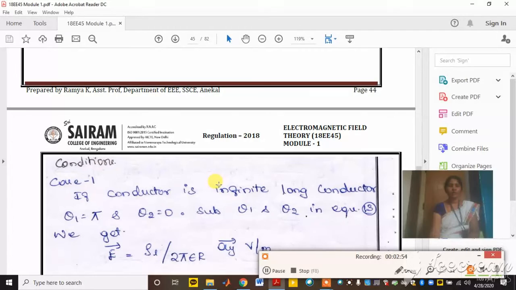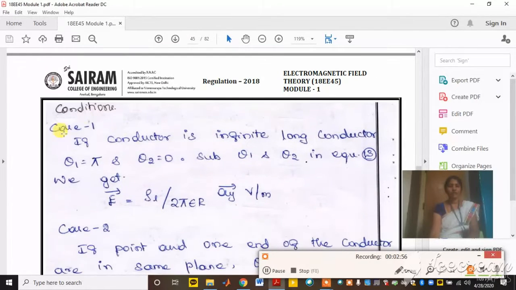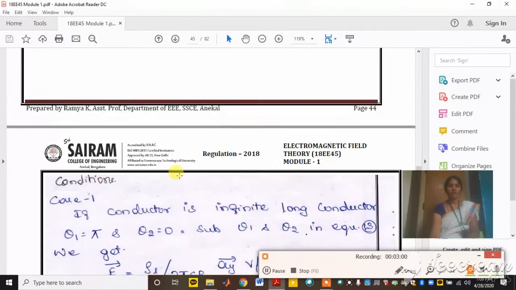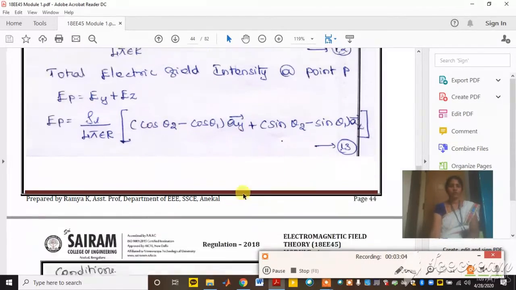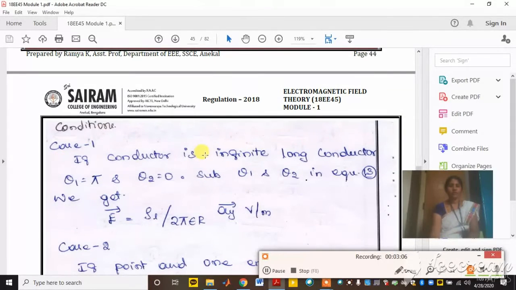Now here we need to analyze three conditions. Your first condition is, if the conductor is an infinite conductor, the only possible way is changing the values of theta 1 and theta 2 for various conditions. So if the conductor is of infinite length, the value of theta 1 is going to be pi and the value of theta 2 is going to be 0. Therefore E is equal to rho L divided by 2 pi epsilon into r.